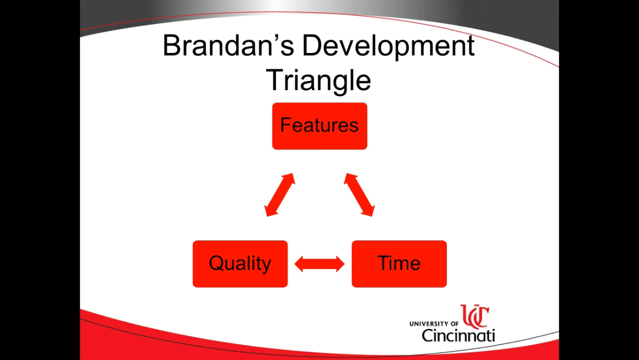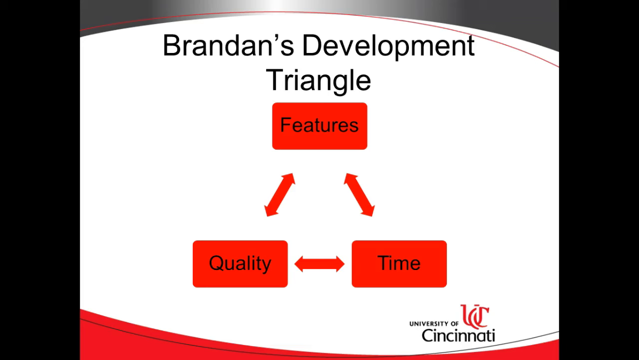Traditionally, there's a software development triangle that says features, time, and money, pick any two. But you've probably seen this before, worth mentioning again. Here's my interpretation of that triangle. Features, time, and quality, pick any two, but one of the two has to be quality.